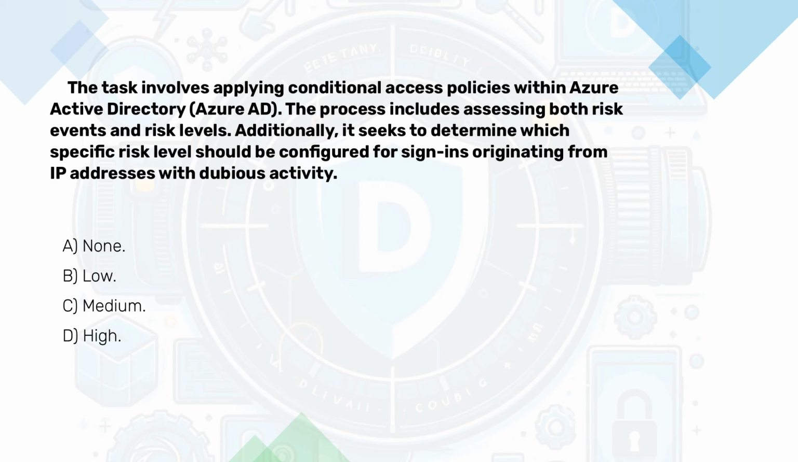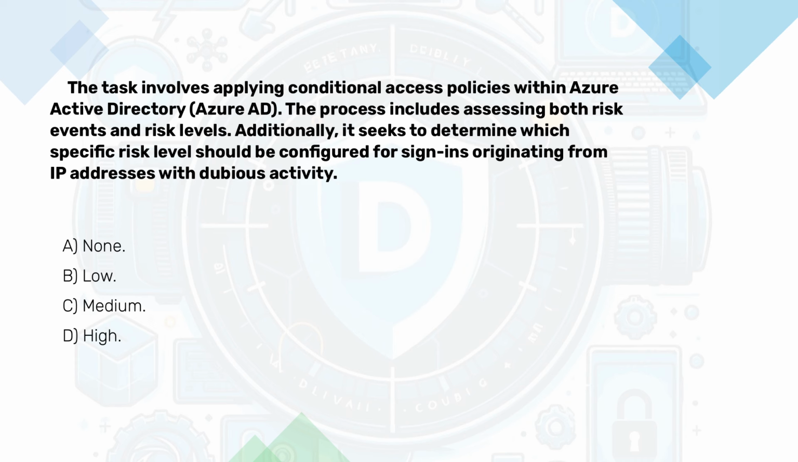The task involves applying conditional access policies within Azure Active Directory. The process includes assessing both risk events and risk levels. Additionally, it seeks to determine which specific risk level should be configured for sign-ins originating from IP addresses with dubious activity. A, none. B, low. C, medium. D, high.